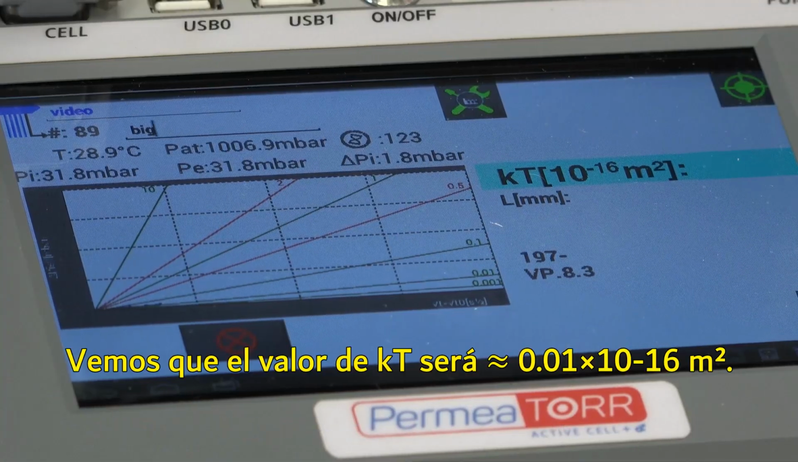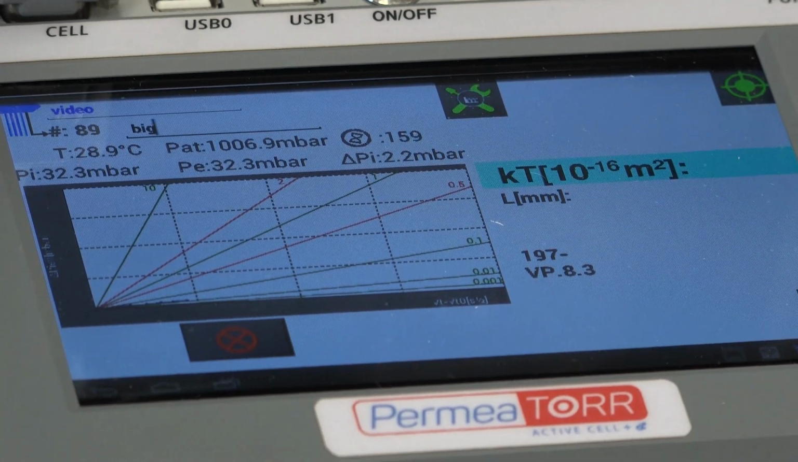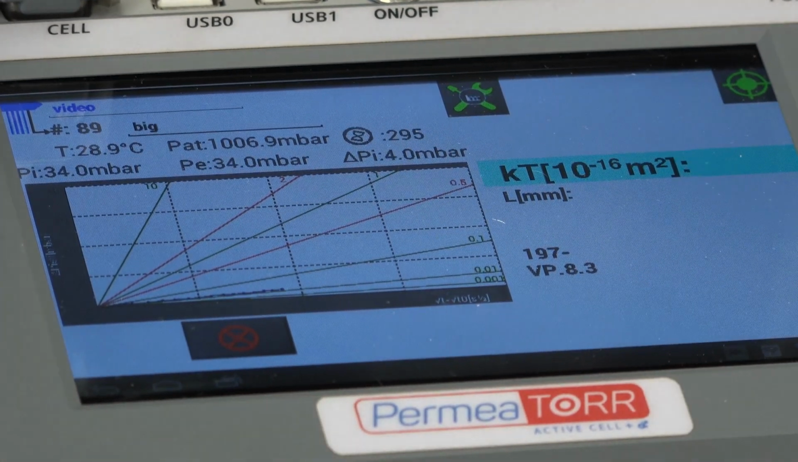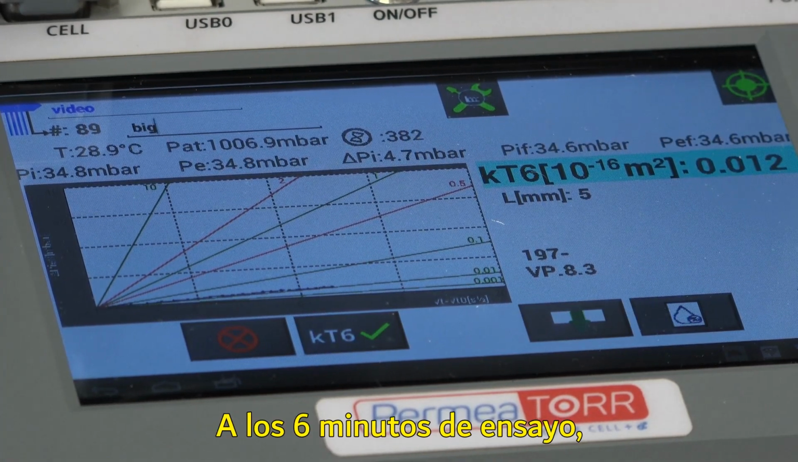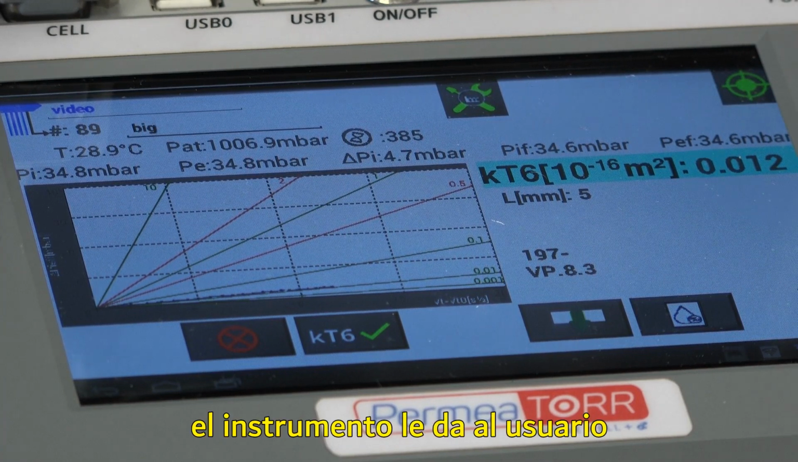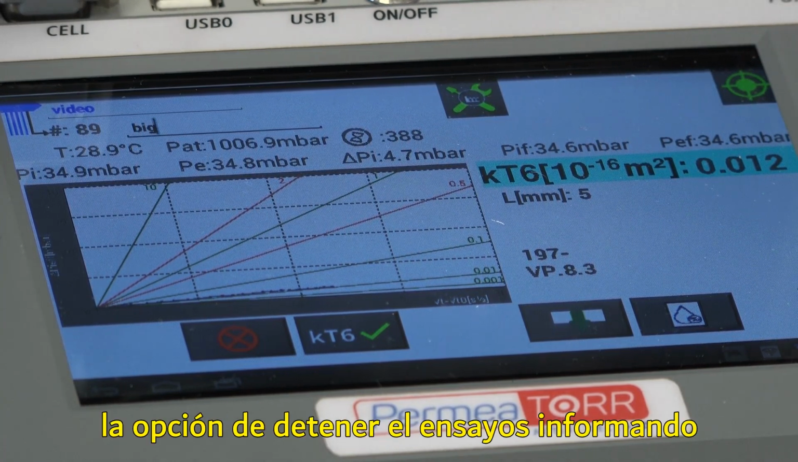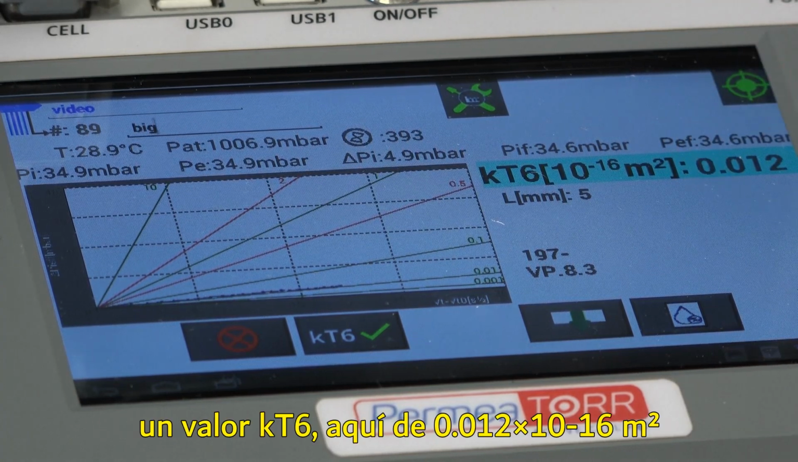We see the value is roughly about 0.01 in these units, 10 to the minus 16 square meters. Well, after six minutes of test, the instrument gives the user the option of stopping it at 6 minutes and provides a value of, in this case, 0.012, 10 to the minus 16 square meters.